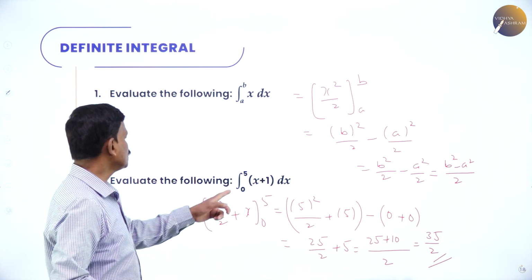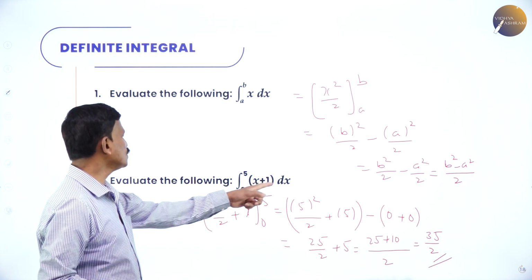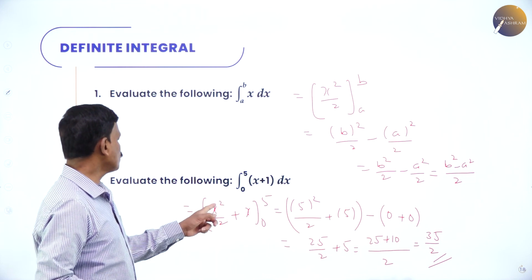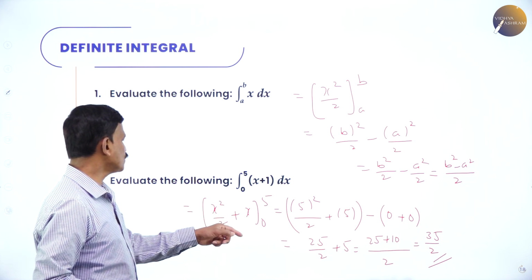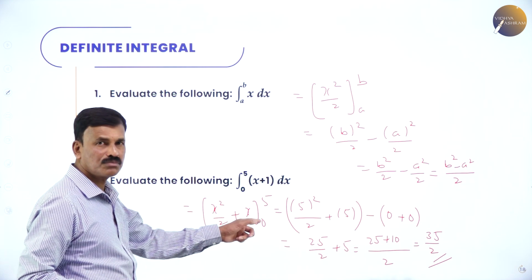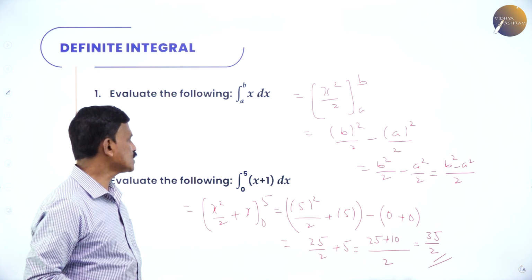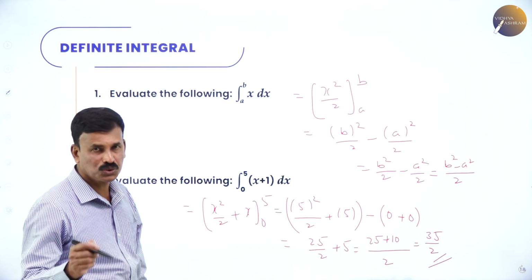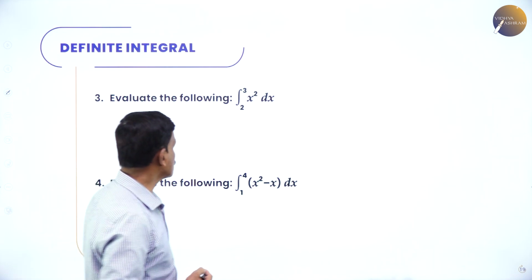See here, integral of x is x square by 2, integration of dx is x, between the limits 0 to 5. Apply upper limit: 5 square by 2, 25 by 2 plus 5, minus lower limit, x is 0, that is 0. Take LCM, 2 is LCM, 5 twos are 10 plus 25 is 35 divided by 2. Now, move on to the next problem.